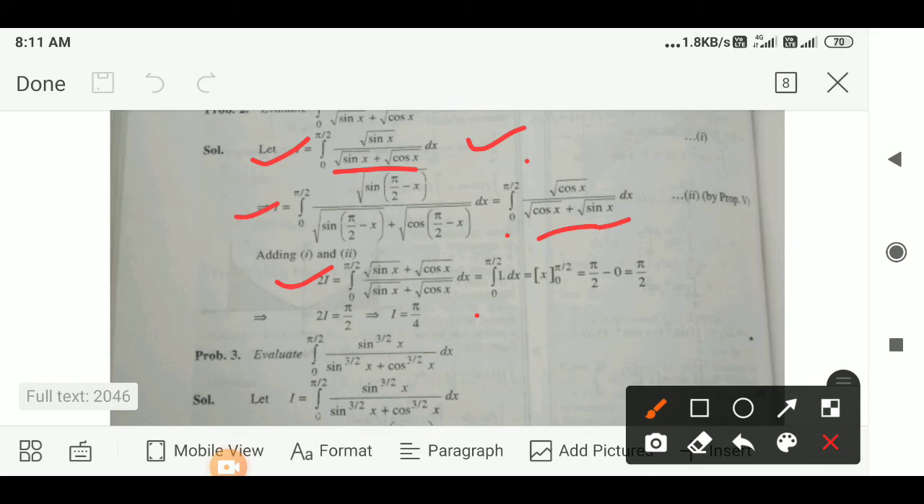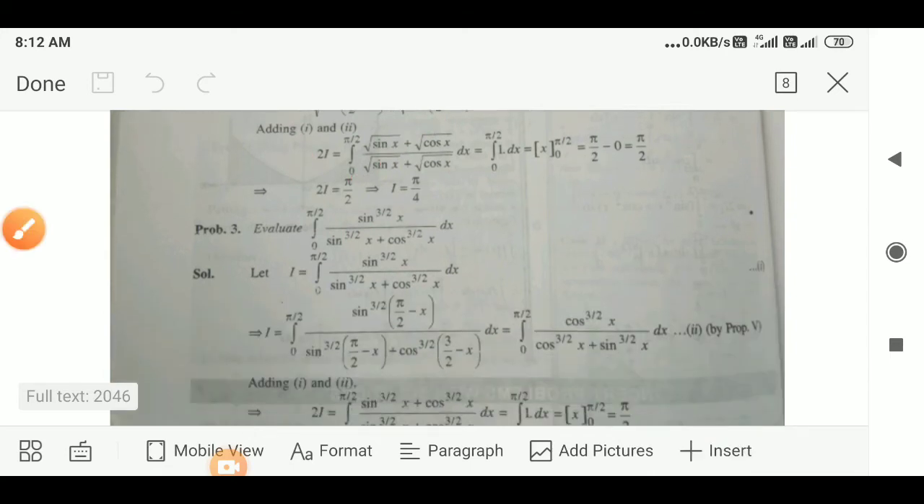So we can add easily. Denominators are same, then numerator will be added. After this we cancel out both numerator and denominator, we get 1 dx, and thus 2I is equal to integral 0 to pi by 2 of 1 dx, which is equal to x from 0 to pi by 2. So the result is pi by 2 minus 0. Putting the values, you get the result pi by 2.